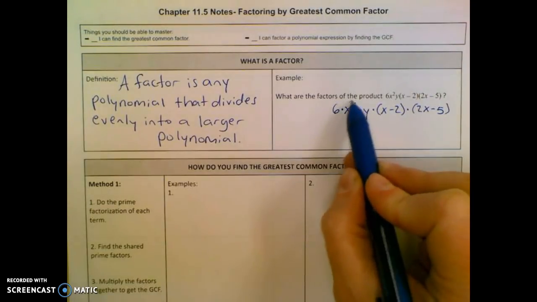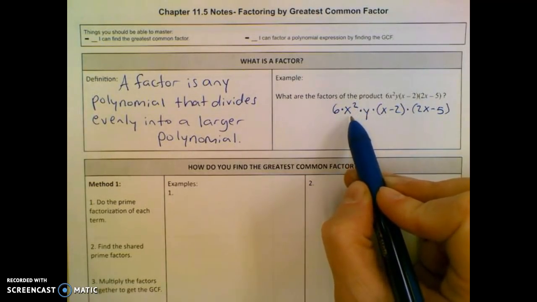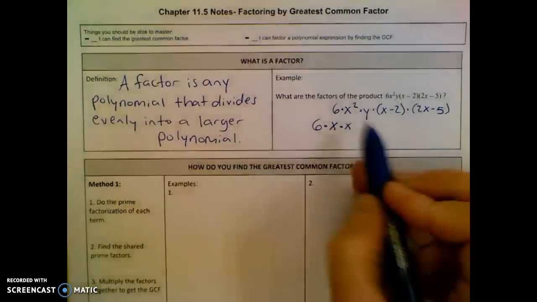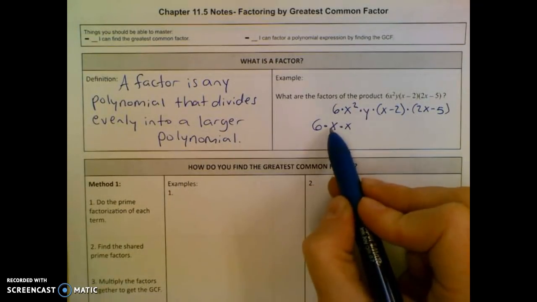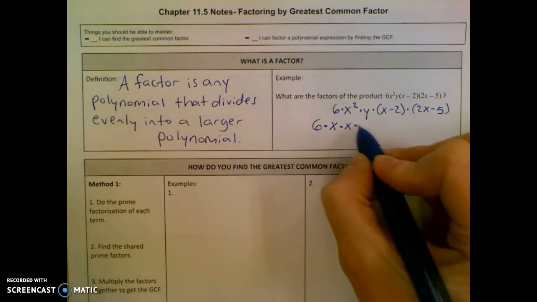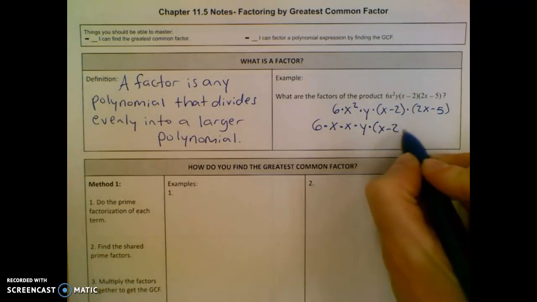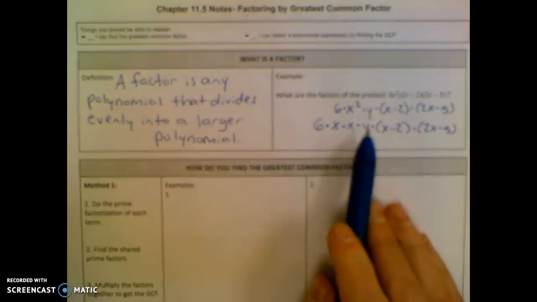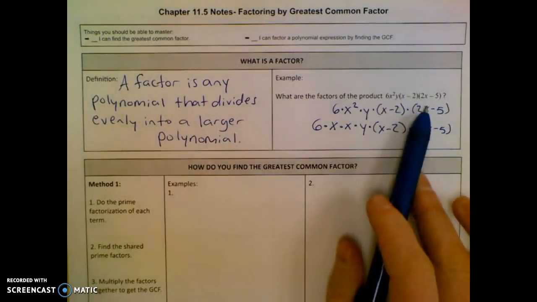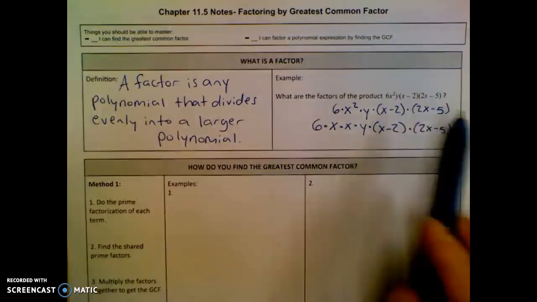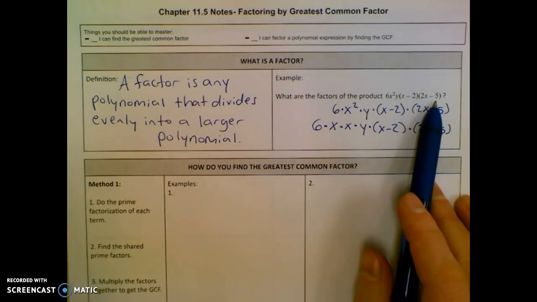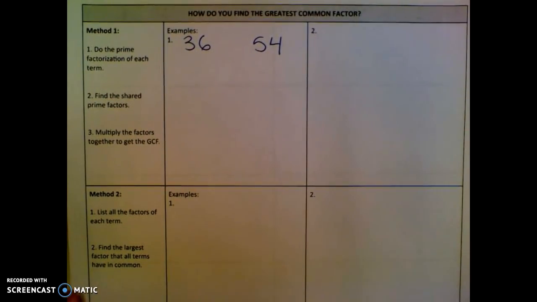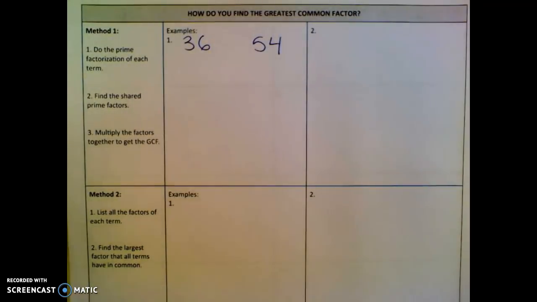But we can actually break this down a little further, because what is x squared actually? Well, x squared actually is x times x. So I broke this down into its factors, which are x and x, and everything else is just fine. So we'll leave just times y times x minus 2 times 2x minus 5. So all of these things are factors of this larger product over here. So today we're going to learn how to take large things, large polynomials, and break them down into all of their parts.